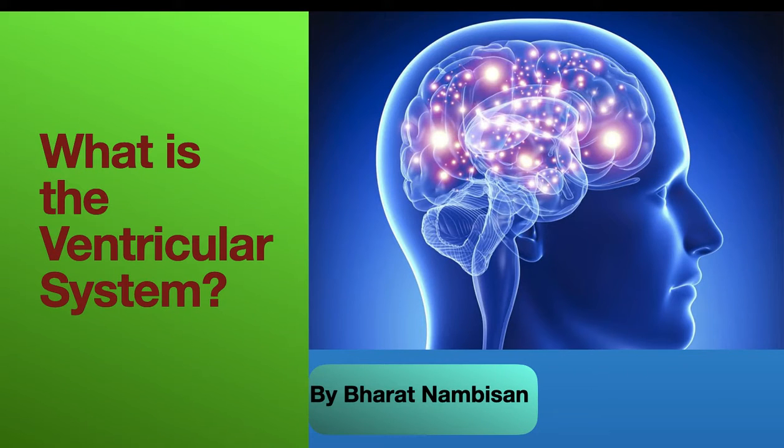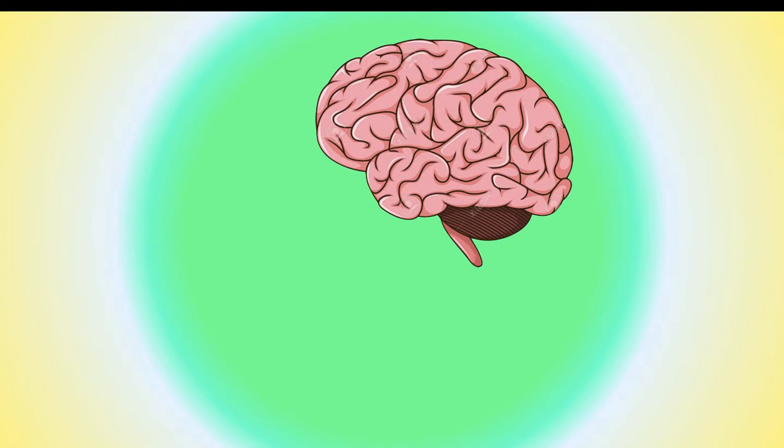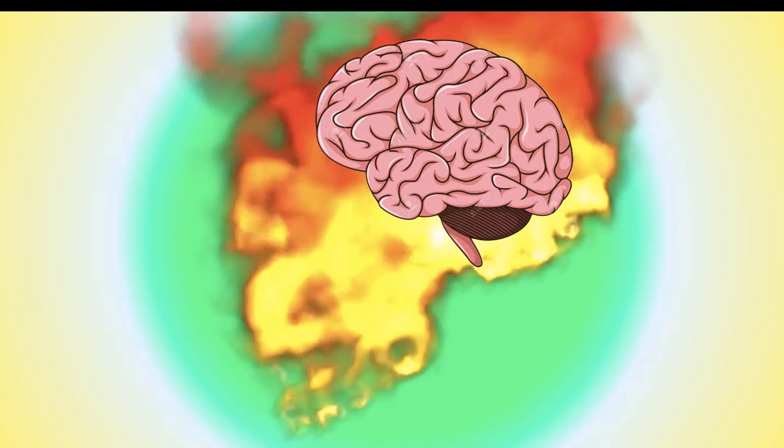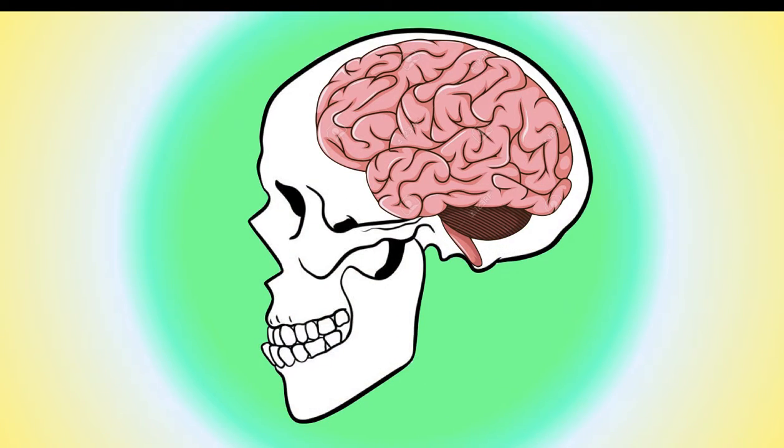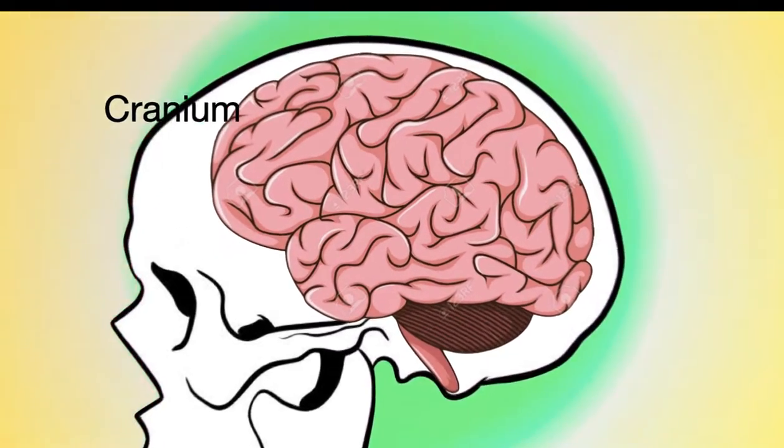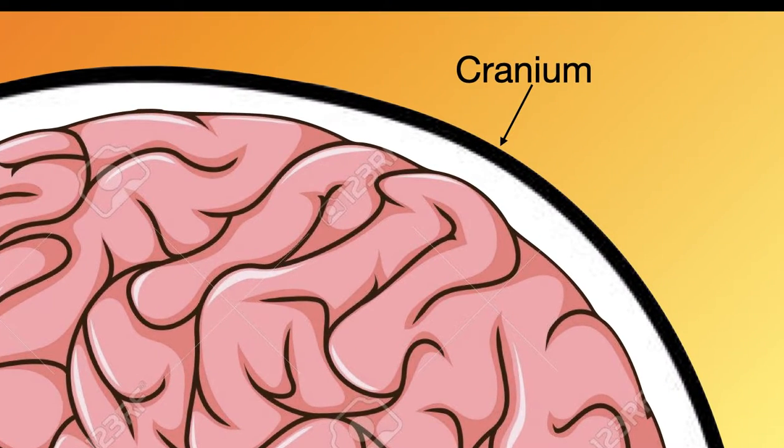Everyone, so today we'll be talking about what is the ventricular system. So over here we have the brain, and the brain is located inside the skull. And the part of the skull that covers the brain is called the cranium. Now when we look very closely, we can see that in between the brain and the cranium are a few layers.